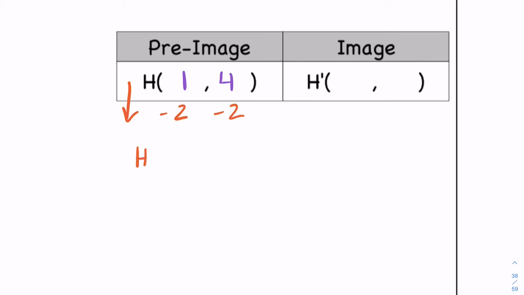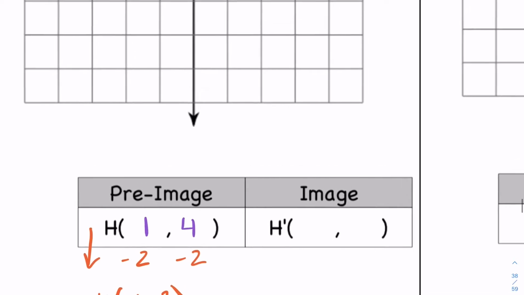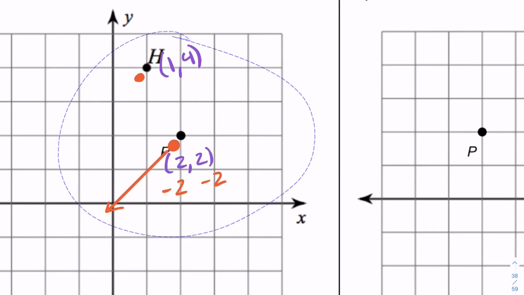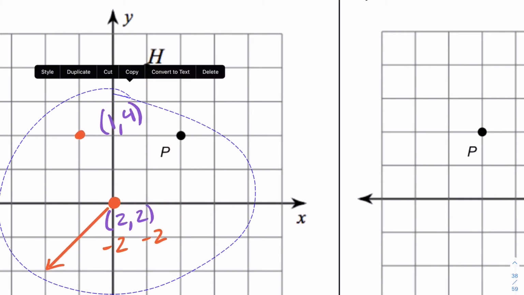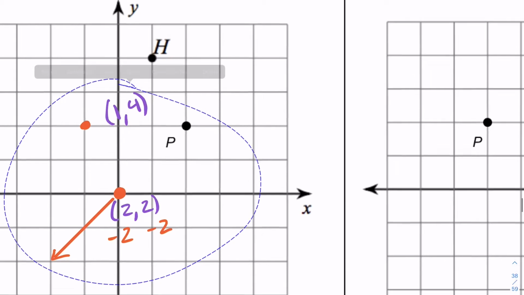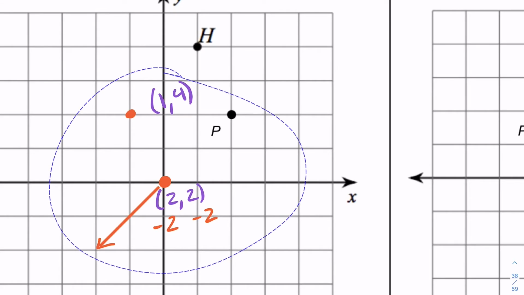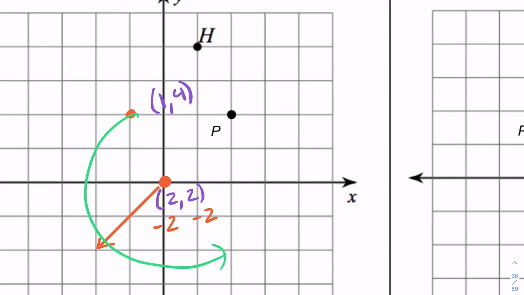So H, I call this fake H, or the fake coordinates. We're going to do 1 minus 2 is -1, and then 4 minus 2 is 2. So in theory, if H was centered at the origin, it would be at -1, 2. Watch what happens. If I were to move P over here, look at where H would have been. It would have been at -1, 2, right? -1, 2 are my coordinates.